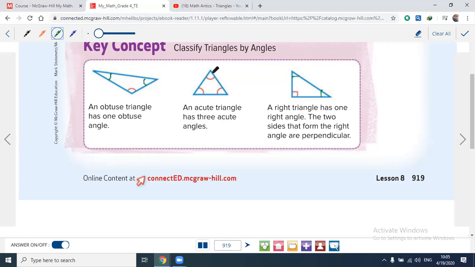Of all small corners like this to be acute angles. So I have three types of triangle according to the angles: acute triangle, where all angles are acute; obtuse triangle, two acute plus one obtuse; or right triangle, which has a square corner like this, one right angle and the other two angles are acute angles.